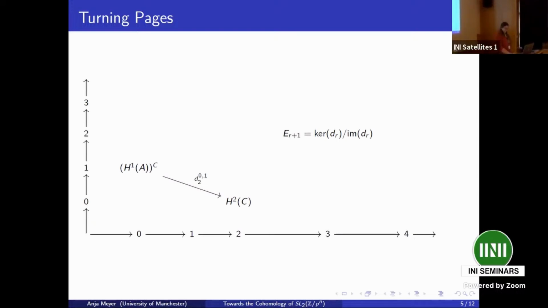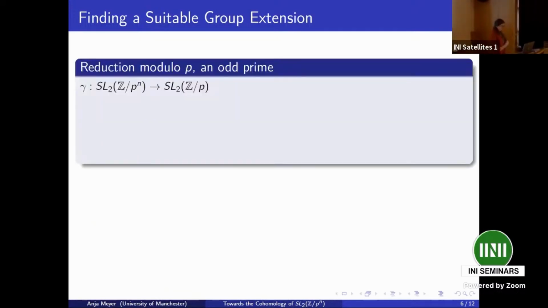So now that we have a good feeling about what the big tool is that we're about to be using, we're still left with finding a suitable group extension. Preferably one that doesn't leave us with infinitely many computations. So let's try to make friends with our enemy, and we look at reduction modulo p. So we denote by gamma the reduction modulo p going from SL2 over Z/p^n to SL2 over Z/p.